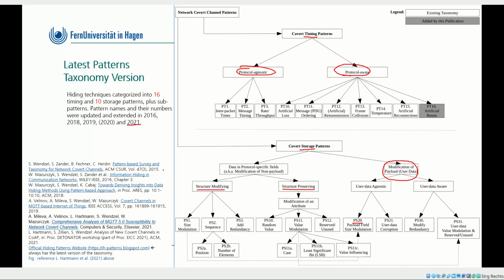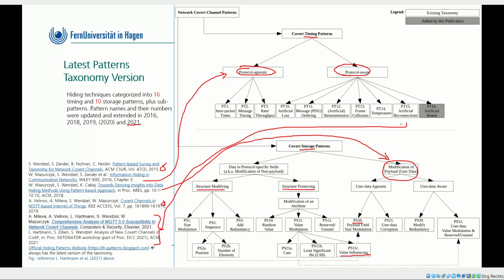So the original publication is what you already know, it's this one, and then this publication added a few more patterns and these protocol agnostic and protocol aware distinctions. The payload-based modifications were added in this publication. Then this publication here added a sub-pattern, the value influencing pattern, and these 2 publications added the latest timing channel patterns here, PT 15 and 16.